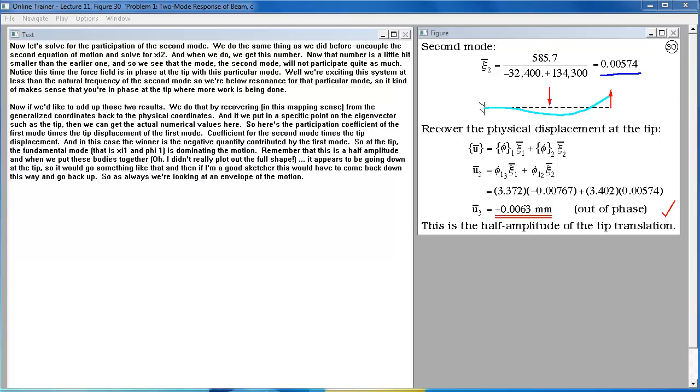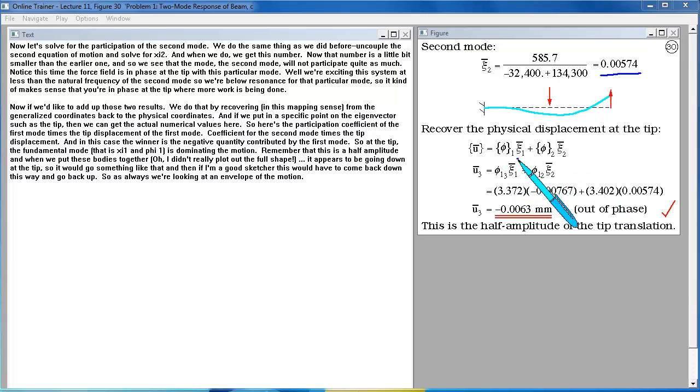Now that number is a little bit smaller than the earlier one, and so we see that the second mode will not participate quite as much. Notice this time the force field is in phase at the tip with this particular mode. Well, we're exciting the system at less than the natural frequency of the second mode, so we're below resonance for that particular mode. So it kind of makes sense that you're in phase at the tip where more work is being done.